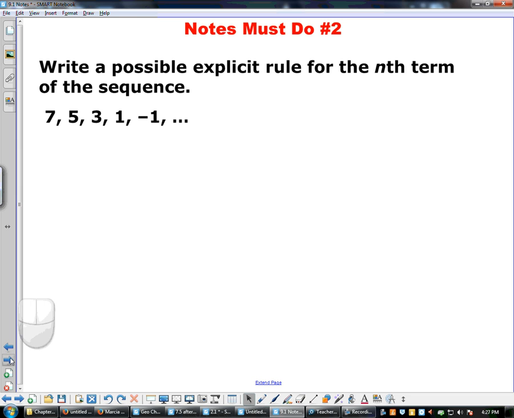All right, so here's your second must do. We'd like you to give it a try writing an explicit rule for the nth term of the sequence. So again, to start off, find your differences and see if it is the same. Are they linear? Maybe second order differences, are they quadratic? And then create that rule for us using n to find the rule for a sub n.